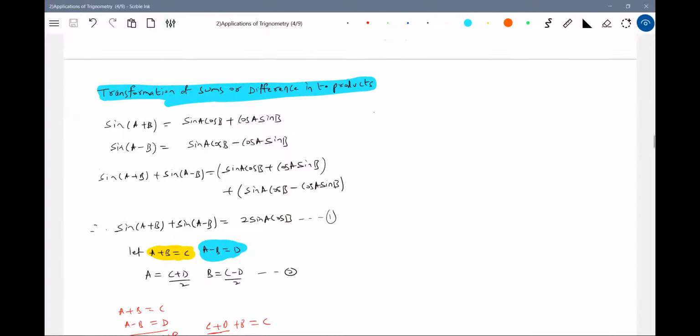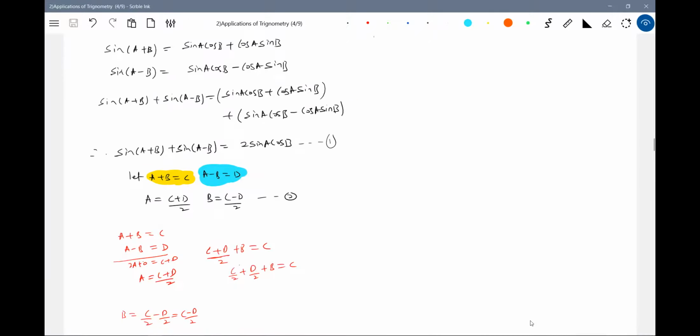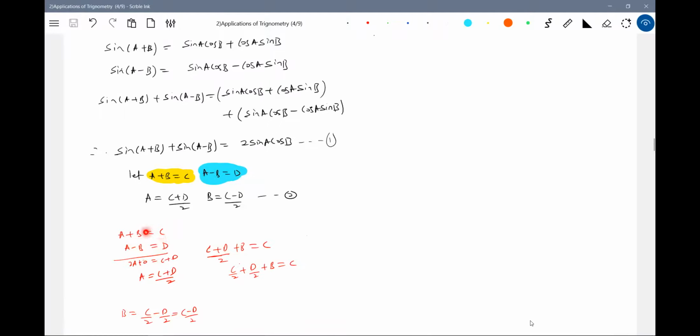Let me assume things. Let a plus b equal to c. Let a minus b equal to d. Then let me solve these two. So a plus b equal to c, a minus b equal to d. Let me add these up. So 2a plus 0 equal to c plus d. So therefore, the value of a should be equal to c plus d by 2. Then similarly, what is the value of b? c minus d by 2.